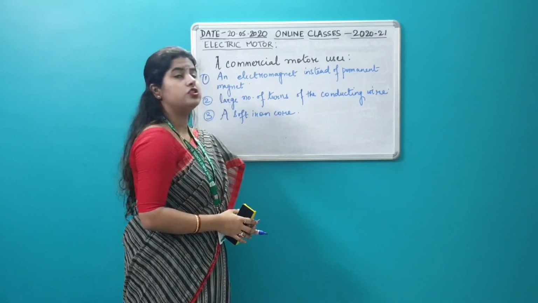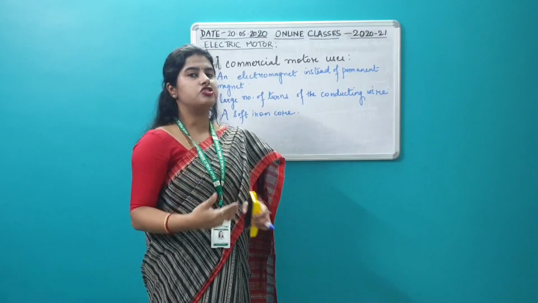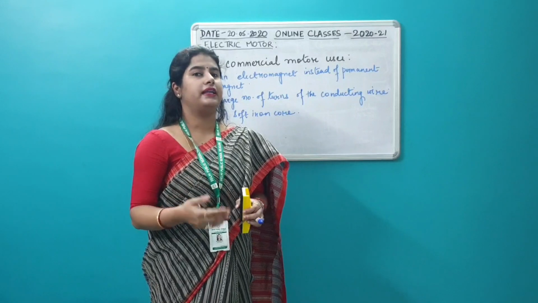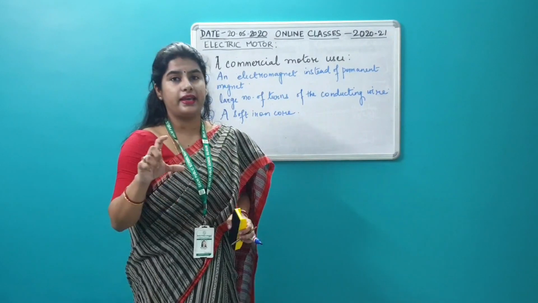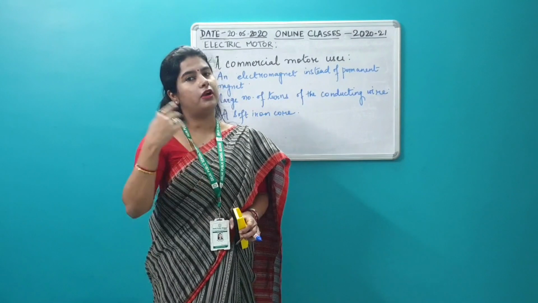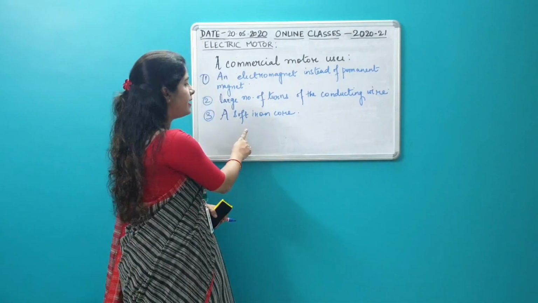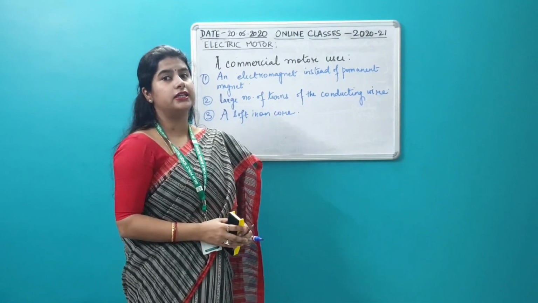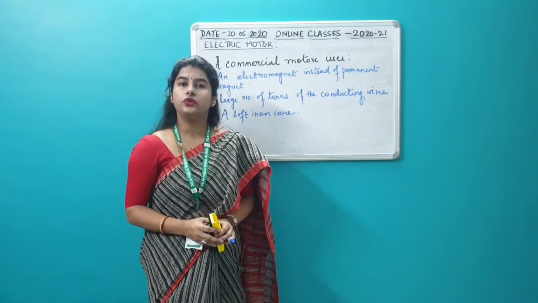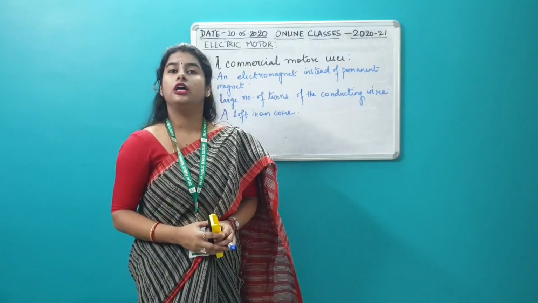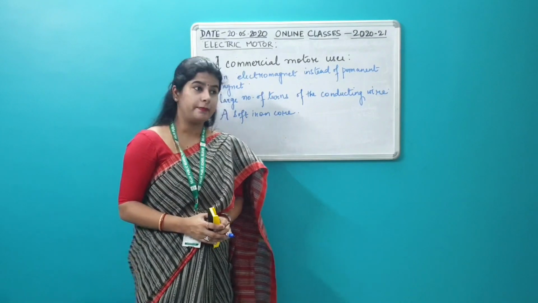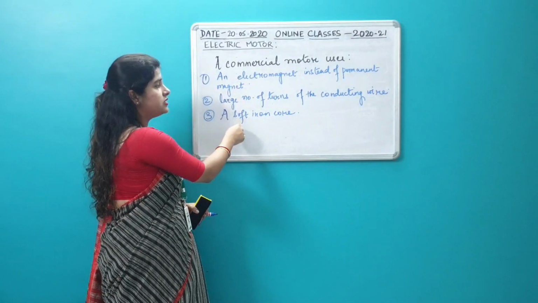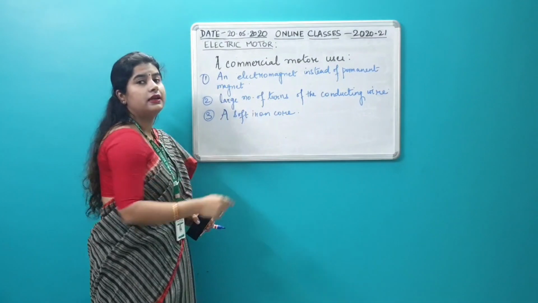A large number of turns of the conducting wire is used. If a large number of turns are used, the magnetic field also increases. So in the conducting wire carrying current, a large number of turns are used, and another thing is that a soft iron core is also used. It is passed through the coil. So remember, for a commercial motor, these are the three things they use.